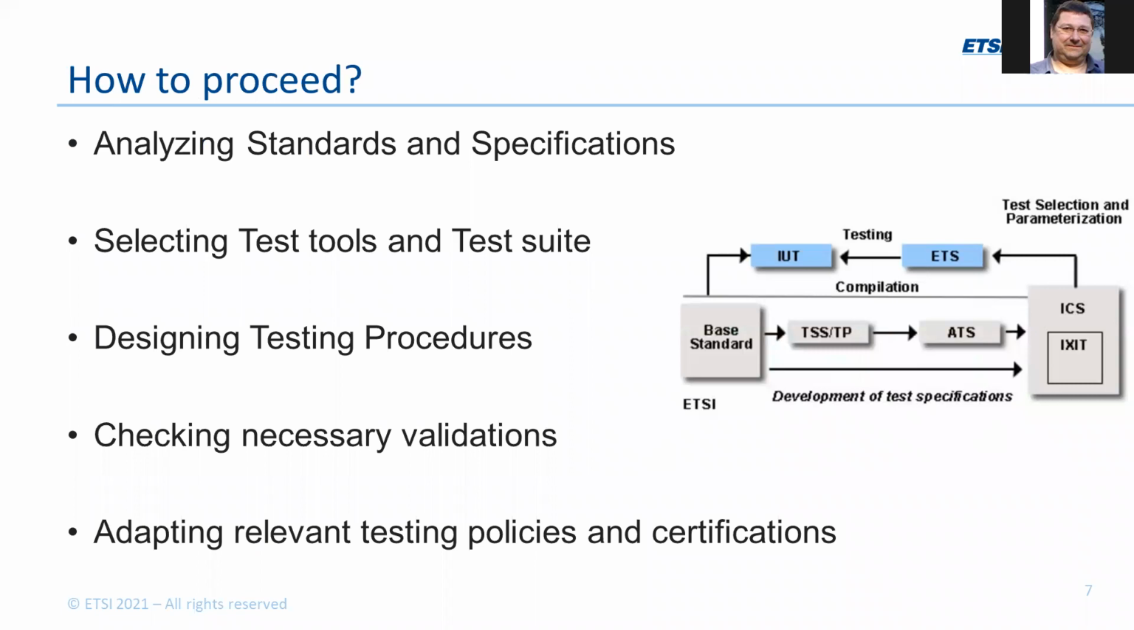Conformance testing process is necessary to ensure efficiency, performance, and to avoid future risk for a software application. An effective conformance testing includes the following step-by-step process. Analyzing standards and specification. Here we are considering the MEC standards. Selecting test tools and test suite. ETSI MEC conformance testing API uses two different testing tools, TTCN-3, developed by ETSI, and Robot Framework, which was written in Python. Thirdly, designing testing procedures, checking necessary validations, and finally, adopting relevant testing policies and certifications.